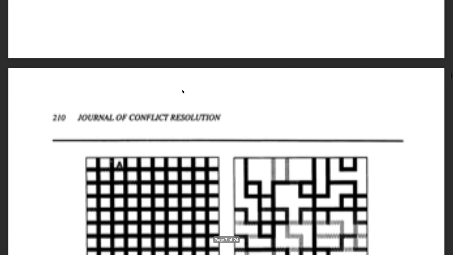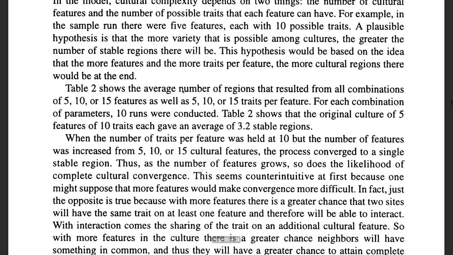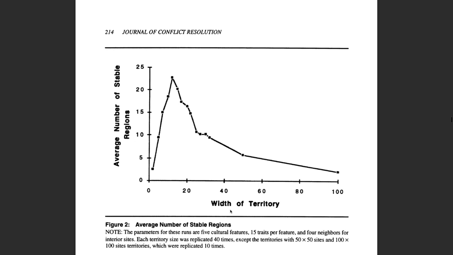And this is also a very nice read. I really recommend you to read it. But you will not, right? So there you go. Width of the territory. As it increases, there are fewer and fewer regions. Okay? So why is this happening?